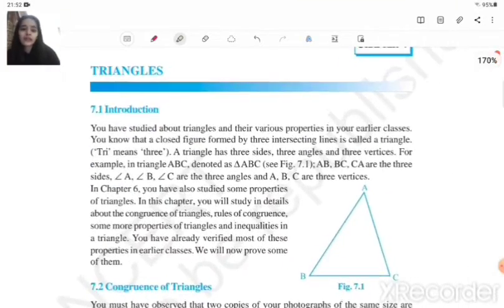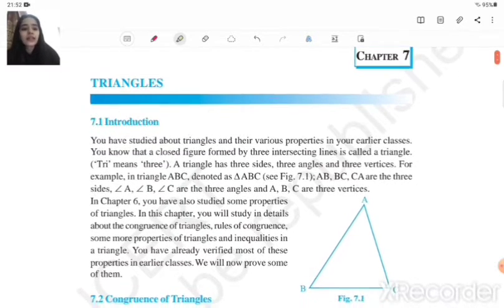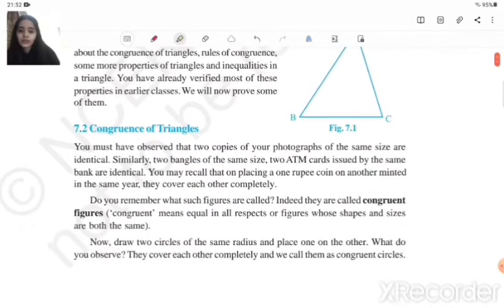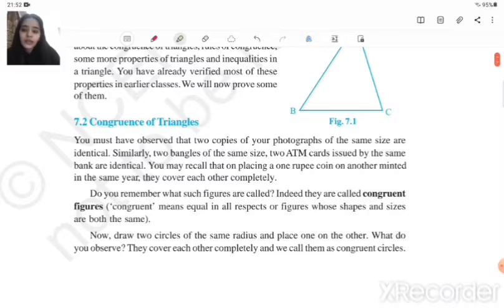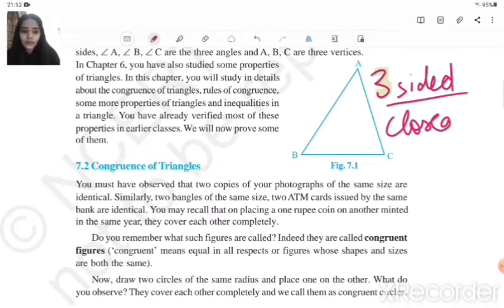So here's the text. This is NCERT Class 9, Chapter 7, Triangles. First topic is the congruence of triangles. I'm not explaining what a triangle is. A triangle is a three-sided closed figure. The triangle has three sides, AB, BC, AC, and has three angles, angle A, angle B, and angle C.